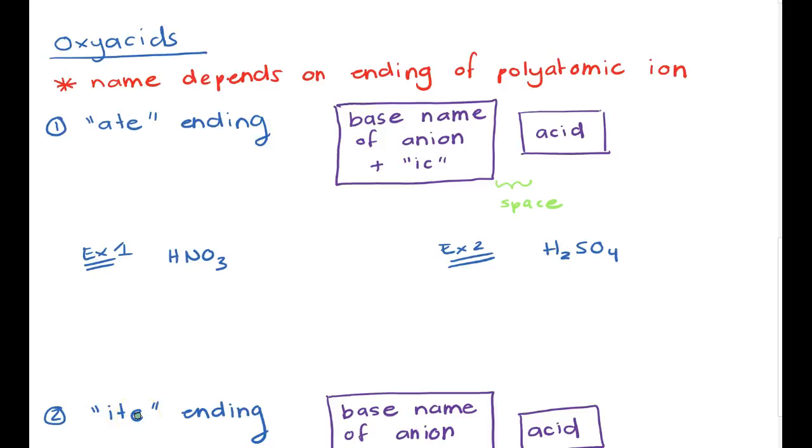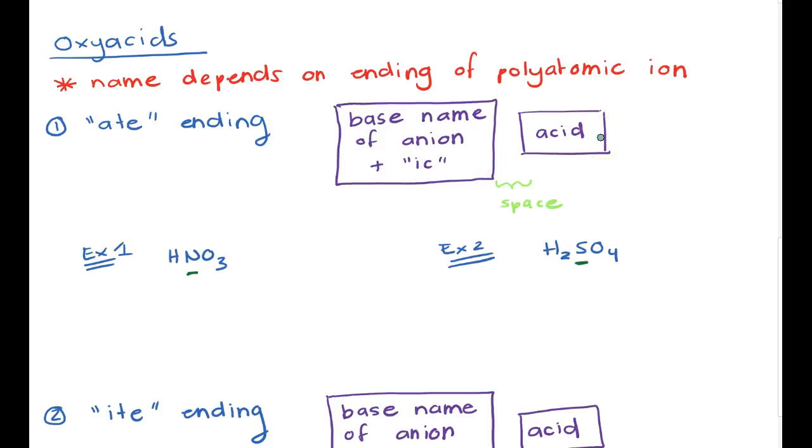So let's start with ate. We're going to have the base name of the anion. And when I say anion, we're talking about not the oxygen, but the other nonmetals, so nitrogen or sulfur in this case. And we're going to have a space. For these, the ending will be ic. So we have ate as our ending for the polyatomic. That means in the acid, it's going to correspond to ic. We have a space and write acid.